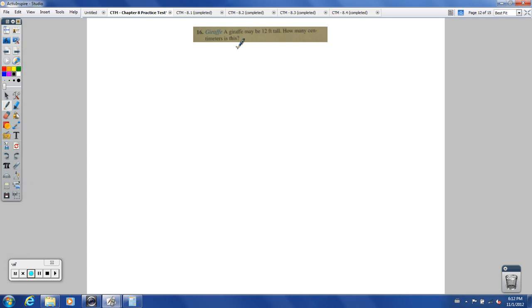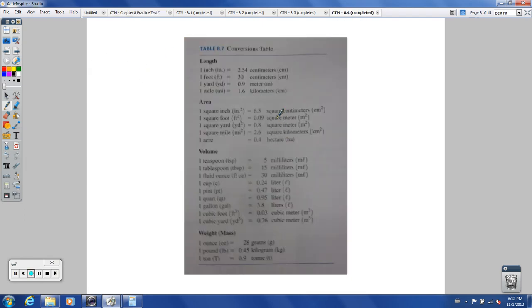Alright, now moving on to 16. A giraffe may be 12 feet tall. How many centimeters is this? And so I don't have a conversion here that goes directly from feet... I lied. I do. I have one that goes right from feet to centimeters, so I can use that one. If I didn't know, I could do two conversions. I could do one after the other.